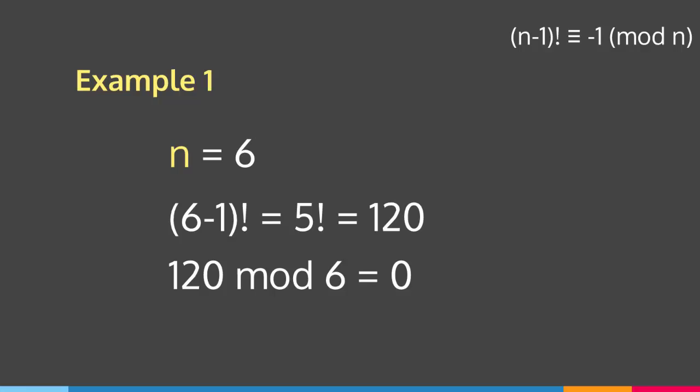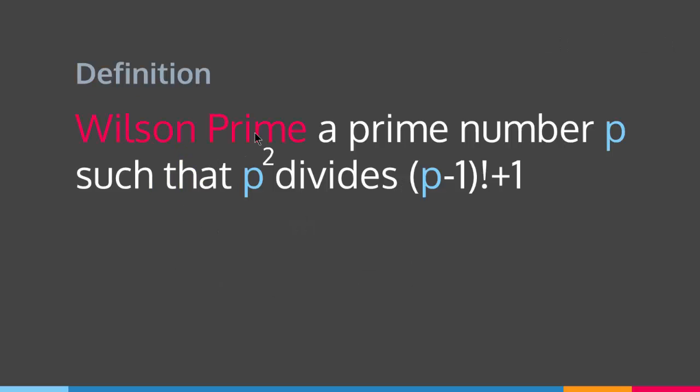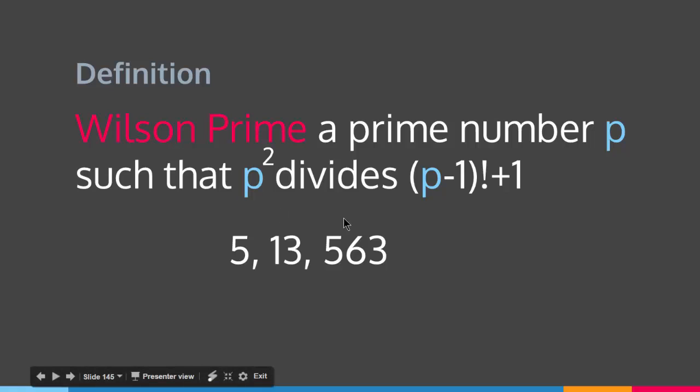Before we finish, you should know that there's a type of primes that are called Wilson primes. Wilson primes are a prime number p such that p squared divides p minus 1 factorial plus 1. And the only Wilson primes that we know of are 5, 13, and 563. If somehow you can find another prime number such that p squared divides p minus 1 factorial plus 1, then you have found another Wilson prime. And with this we come to the end of this lecture.